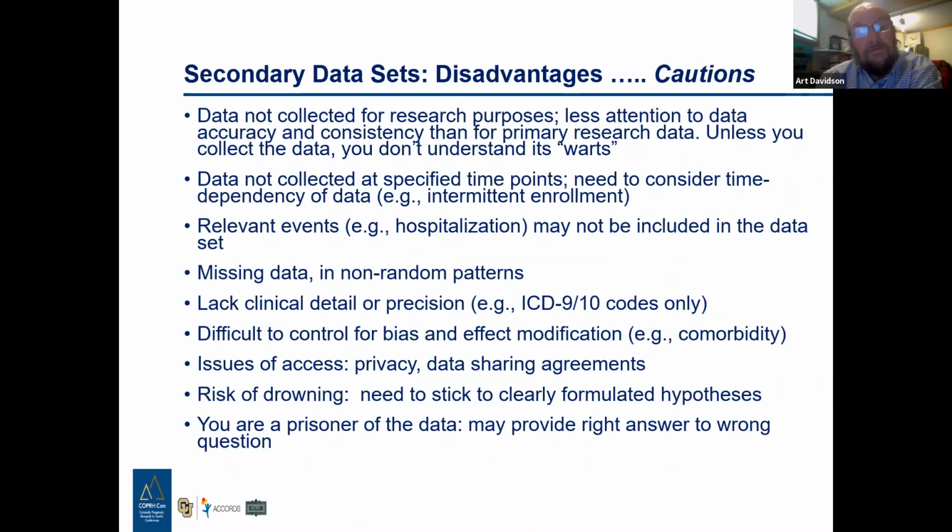There may be issues of access, privacy, data sharing agreements may be required to get to see some of the data. And you can also see that there's so much data you can be at risk for drowning in it. If you haven't got, as we started out talking about, this analytic plan, a clearly formulated hypothesis. And you could be the prisoner of your data. You may find that you have the right answer to the wrong question because you were unable to answer the question you intended to study.